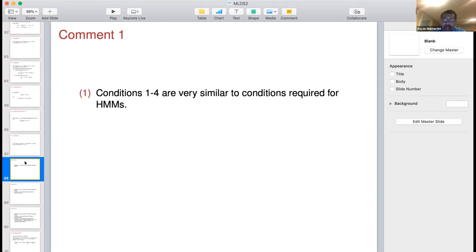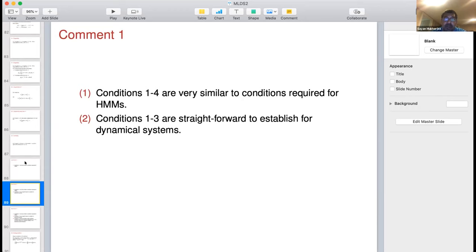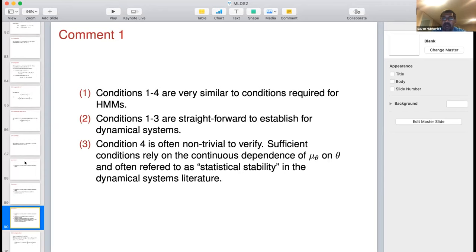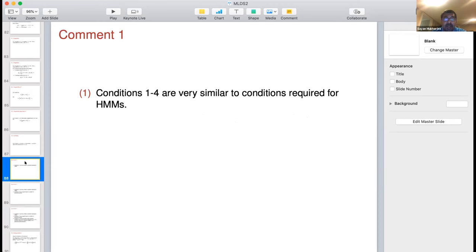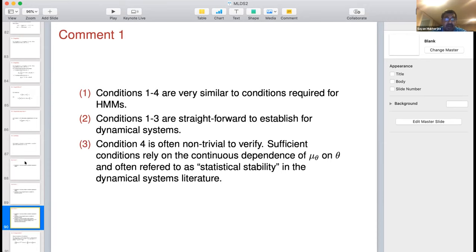Conditions 1 through 3 are easy to establish for dynamical systems. Condition 4 is hard. It's not trivial to verify, and you need sufficient conditions on the continuous dependence of mu theta on theta. Let's look back at condition 4 a little bit. In dynamical systems, this condition is often reduced to what is called statistical stability of a dynamical system. So you need this control, okay?